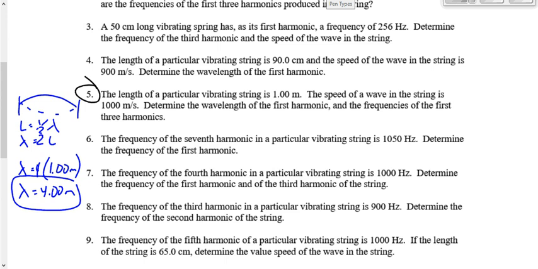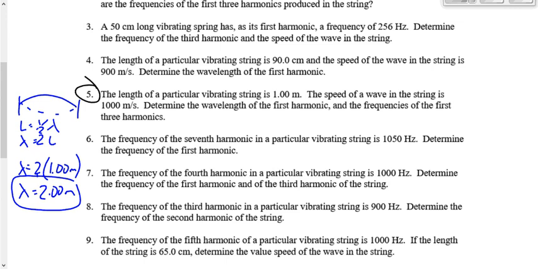Parker, the wavelength should be 2L, right? It's exactly what I meant to write down. I just wrote down 4 to see if you guys are paying attention. So instead of being 4, it's going to be 2. I told you I was tired. Which gives us a wavelength of 2.00 meters. Thank you, Parker.